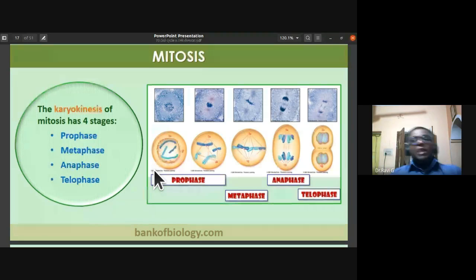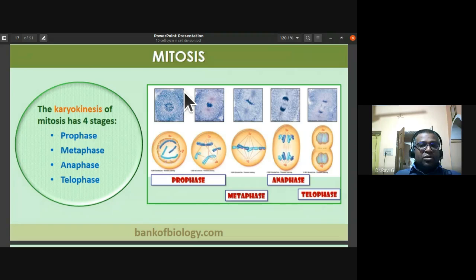So the mitotic division has two stages, that is division of nucleus, which we call karyokinesis, and division of cytoplasm, which we call cytokinesis. So first we'll focus on karyokinesis. See, the karyokinesis of mitosis has four stages: prophase, metaphase. Metaphase is where the chromosomes are arranged on the equatorial plate. Then anaphase, where the chromosomes move towards the opposite poles, and telophase, where there is a completion of karyokinesis. So telophase is followed by cytokinesis.